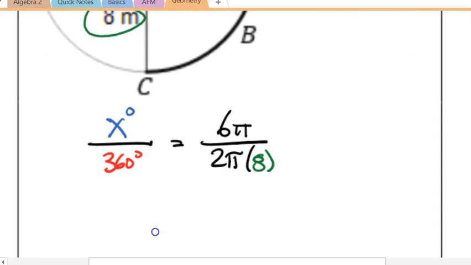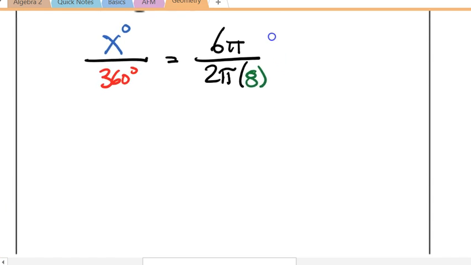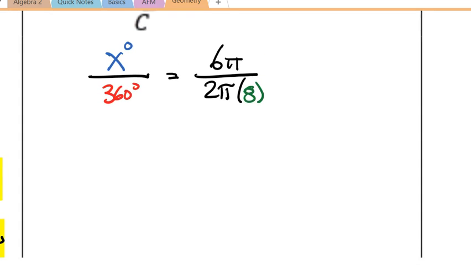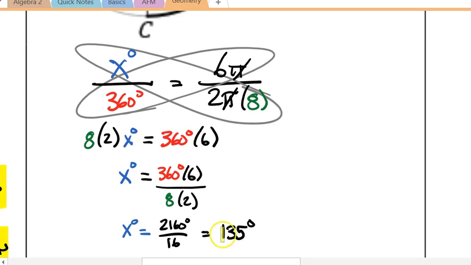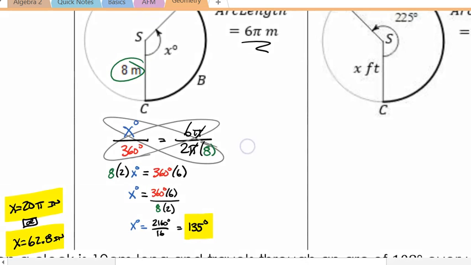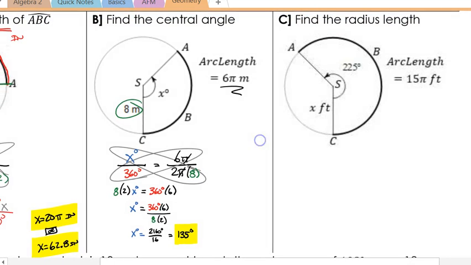So looking at this proportion then, we can go ahead and simplify. I'm going to start off by dividing the pi's to make my life a little bit easier. And from here, we'll just cross multiply and then solve, which gives us that x is equal to 2,160 degrees over 16, which is 135 degrees. So from my given information, we know the 135 degree angle measure would give us an arc length of 6 pi meters from our 8 meter radius.